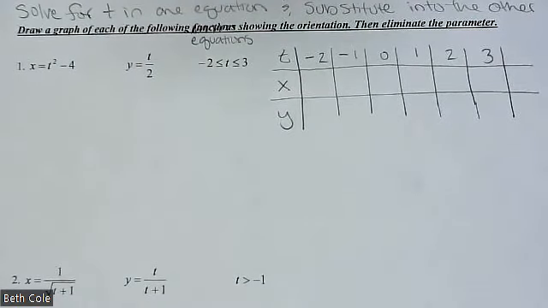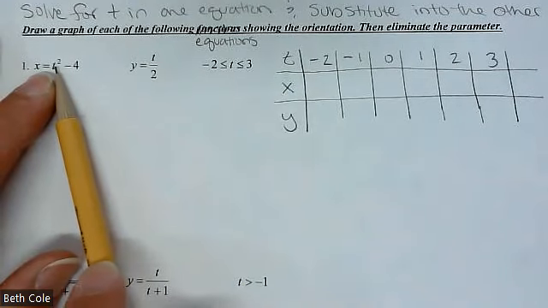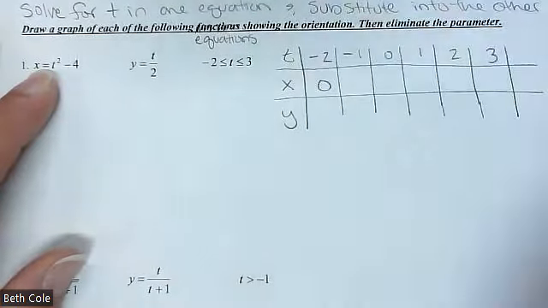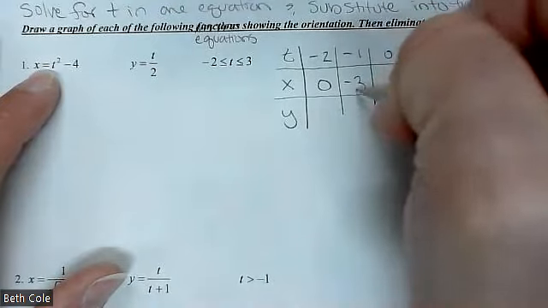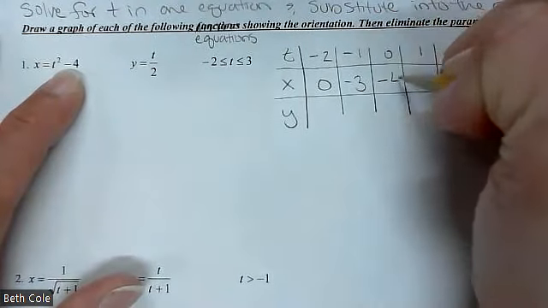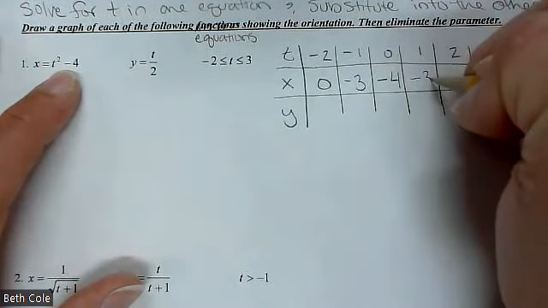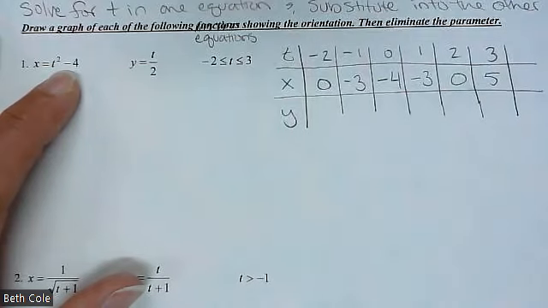And I usually do all of x and then all of y, so I don't have to keep switching in my head which equation I'm using. So let's do all of x. If you plug -2 in for t over here, what do you get for x? 0. We're just going to go down the row here. If you plug in -1, -3. If you plug in 0, -4. 1 will again give you -3. 2 will give you 0, and 3 will give you 5.